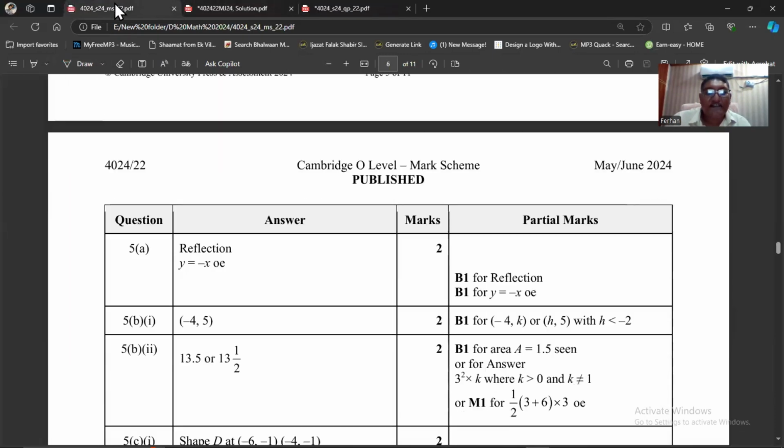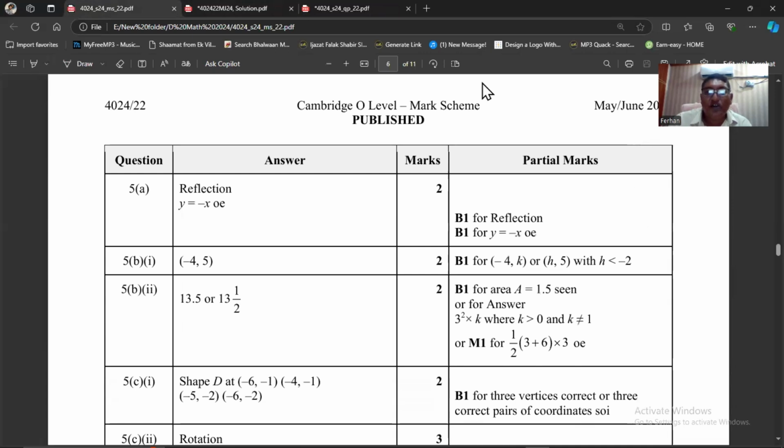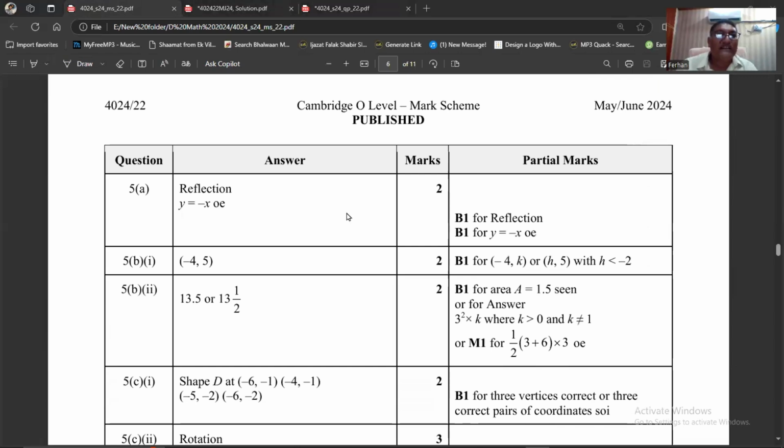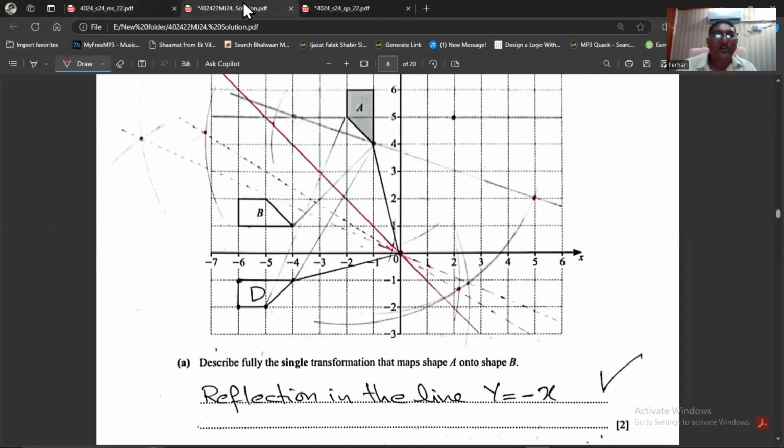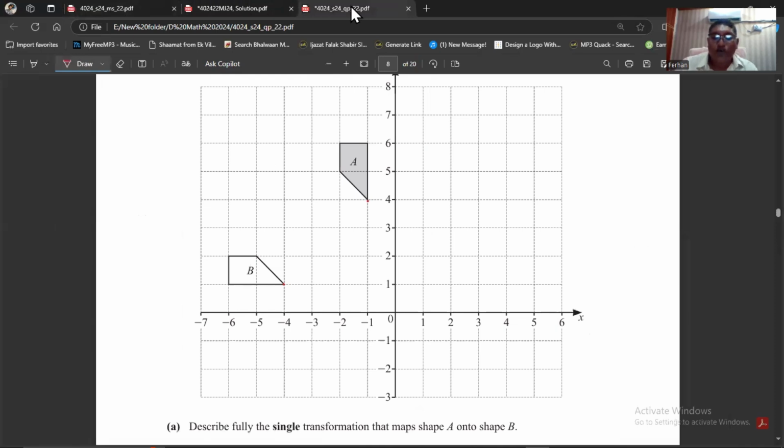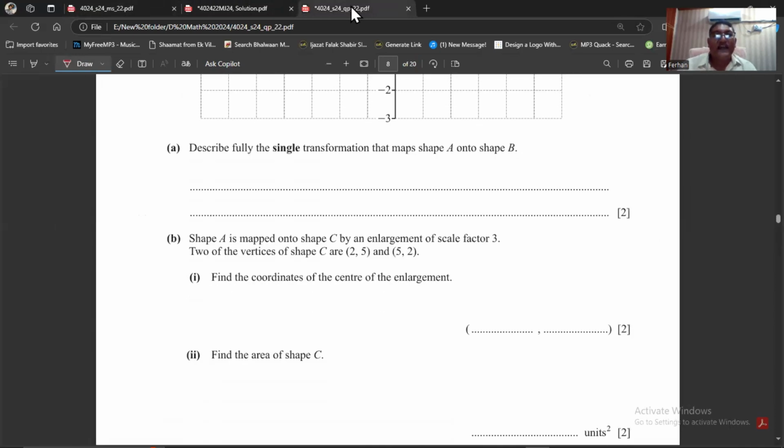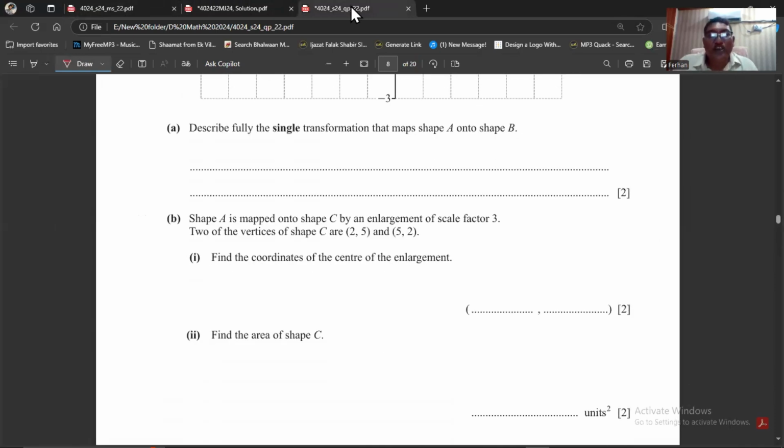Let me show you the answer. So here we go. It's a reflection in the line y equals minus x. Our answer is right. This is how it is done. I hope you understand.